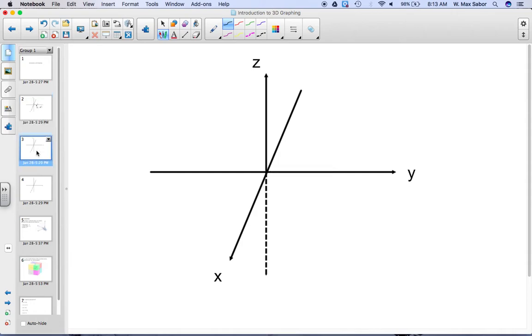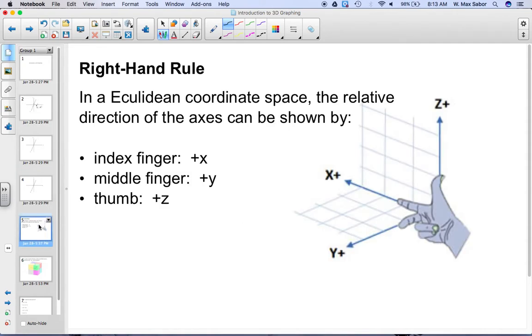With this one, the pointer finger would be pointing at you, out of the page. The middle finger would be pointing to the right, and then the thumb would be pointing up. And here we have the pointer finger pointing up, the middle finger pointing out, and then the thumb pointing to the right. So any of these are acceptable as long as the orientation between positive x, positive y, and positive z follows the right-hand rule.